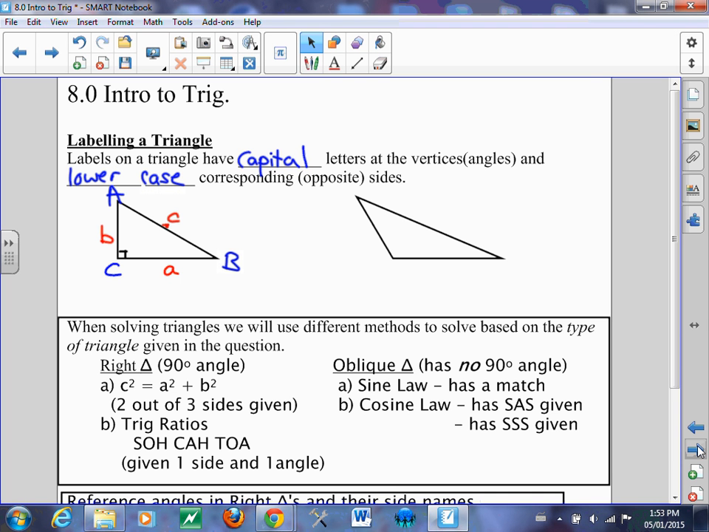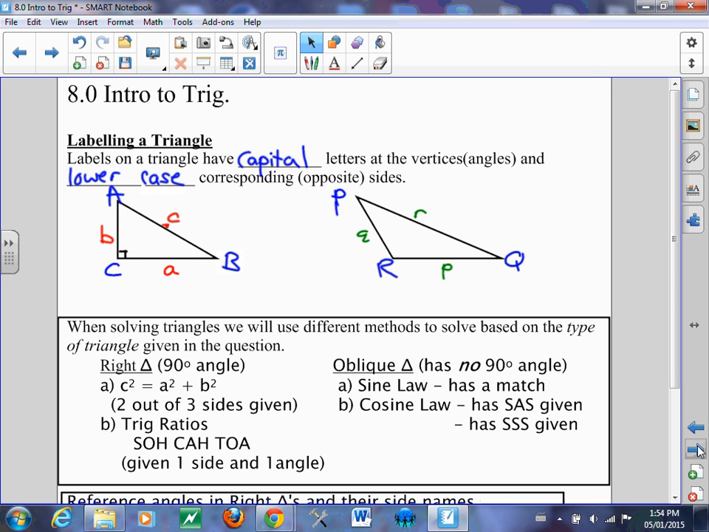Okay? And that occurs in a 90-degree right triangle or what we call an oblique triangle. Okay? I'll just use different letters here. So I'll go P, Q, and R. These are all capital letters. Okay? And opposite them, you're going to have lowercase. So lowercase r, lowercase q, lowercase p. Okay? That's how you label triangles.